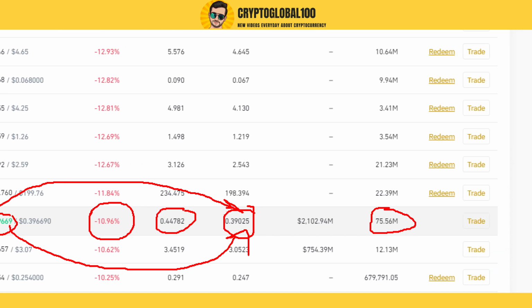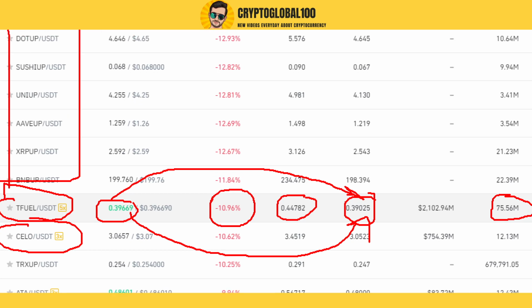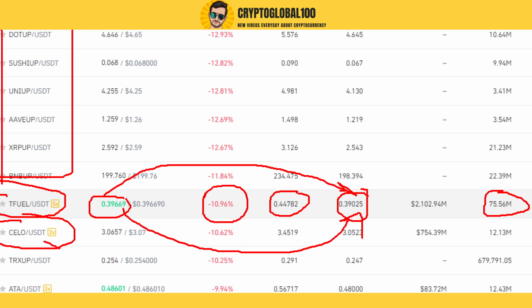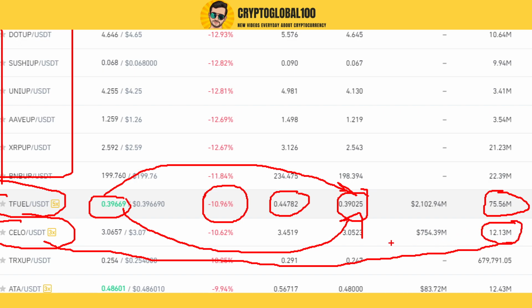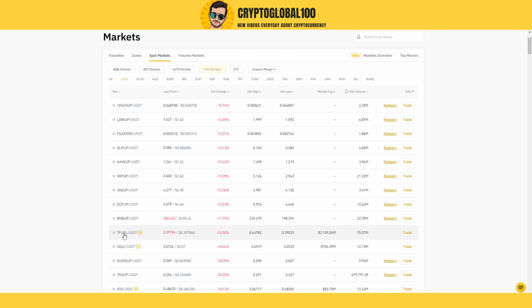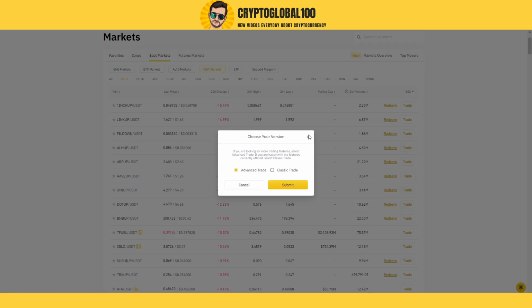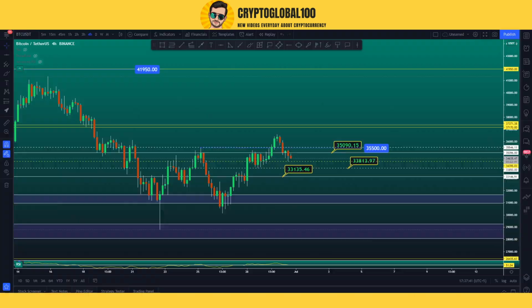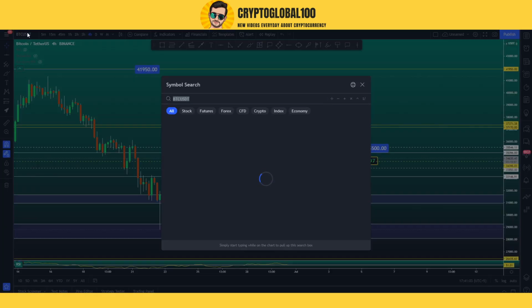You can also go for CELO USDT, but this one has a low volume. Although it has a low volume, you can go for that as well. But I would go for TFUEL. I'm going to click on TFUEL, but I would go to tradingview.com.